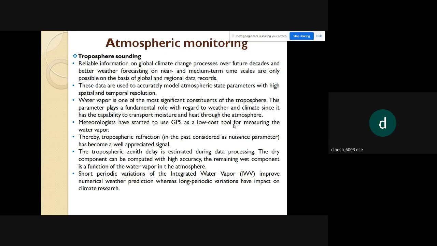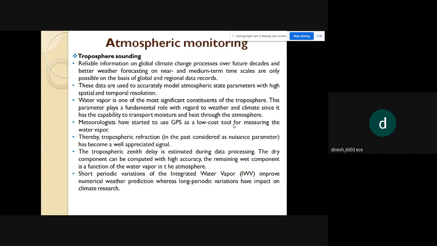So during this estimation of the data, by using the tropospheric zenith delay, we can process it and eliminate those nuisance parameters. The dry component of the tropospheric information can be computed with high accuracy, whereas the remaining wet component would be a function of the water vapor in the atmosphere.